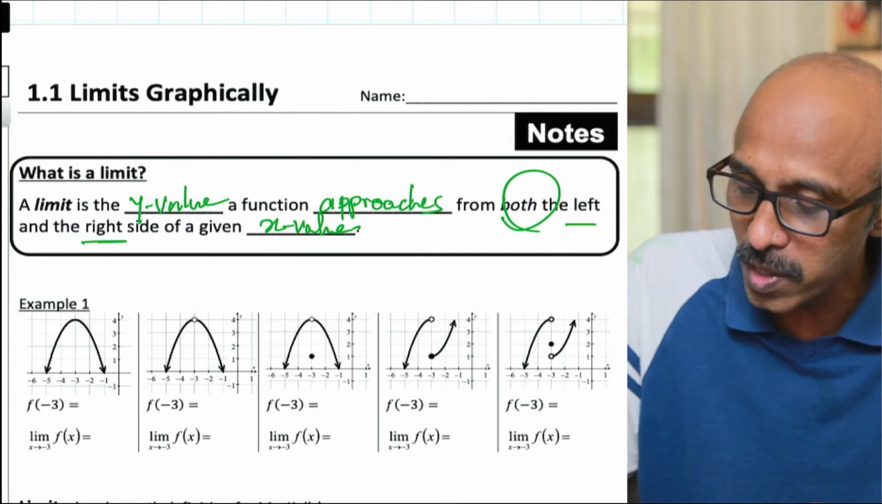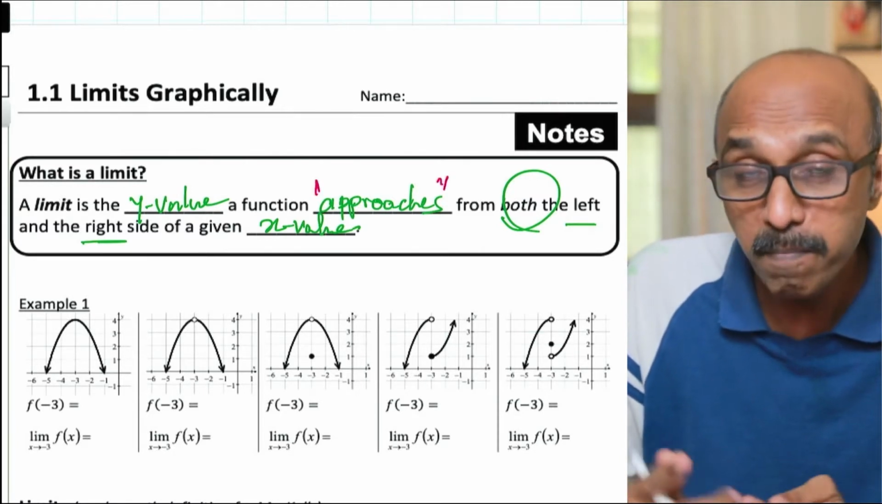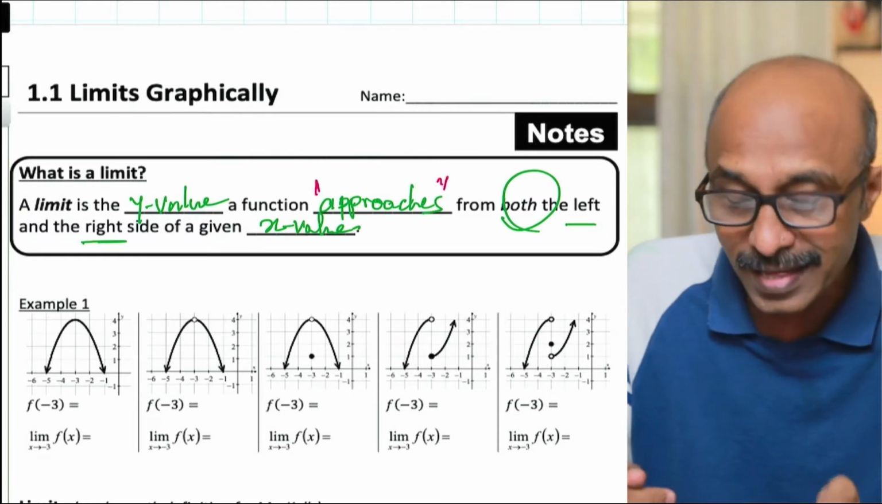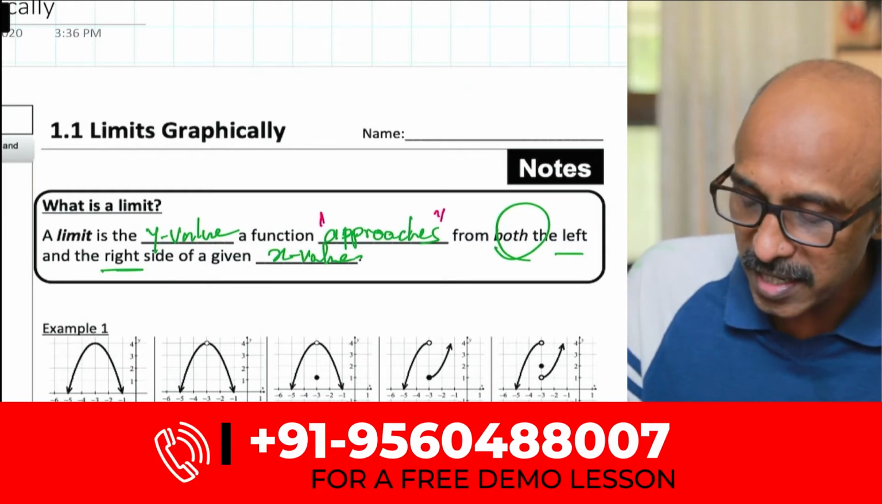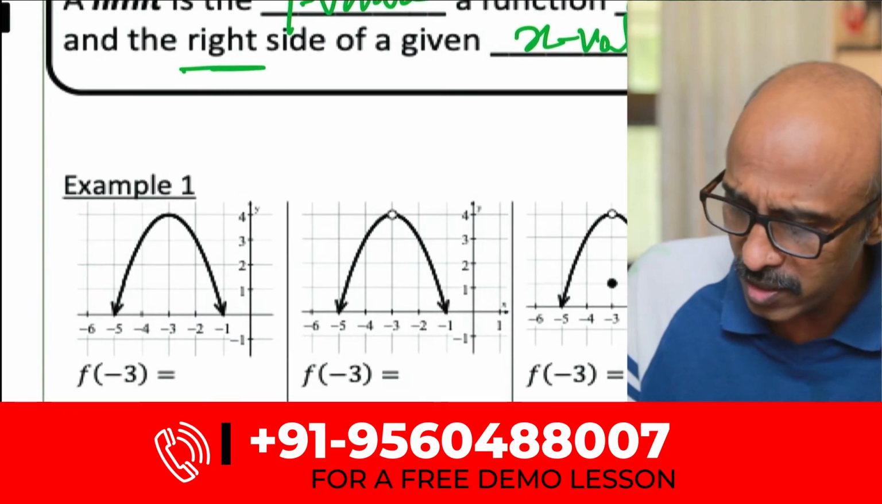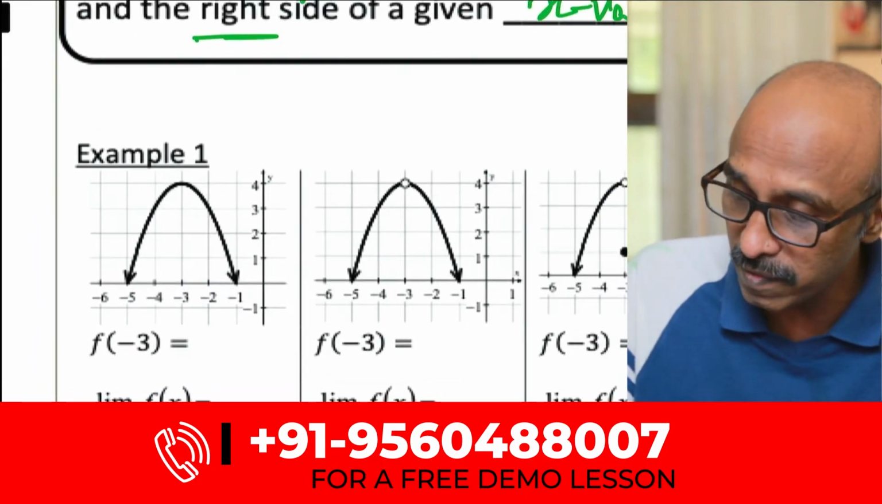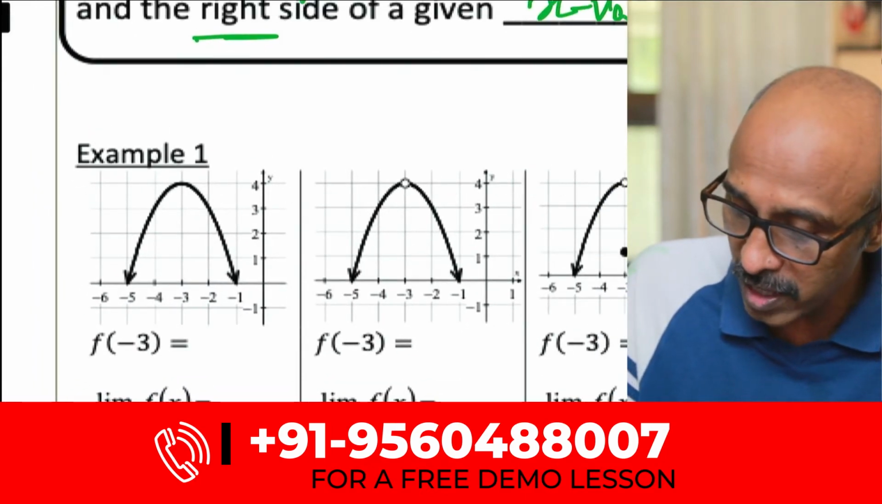So that's a very important word, approaches, from both sides, from both the left hand side and the right hand side of a given x value. Now let's illustrate this basic definition using some examples, all right? So this is a function here, the graph of a function given to you. The question is to find out f of -3.